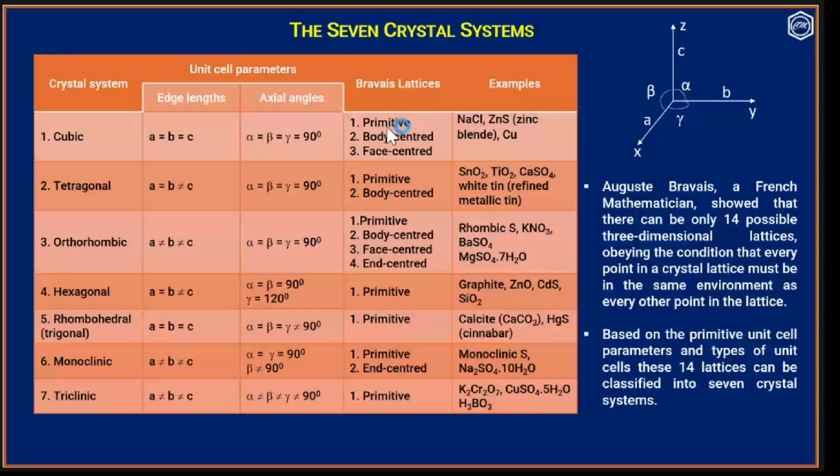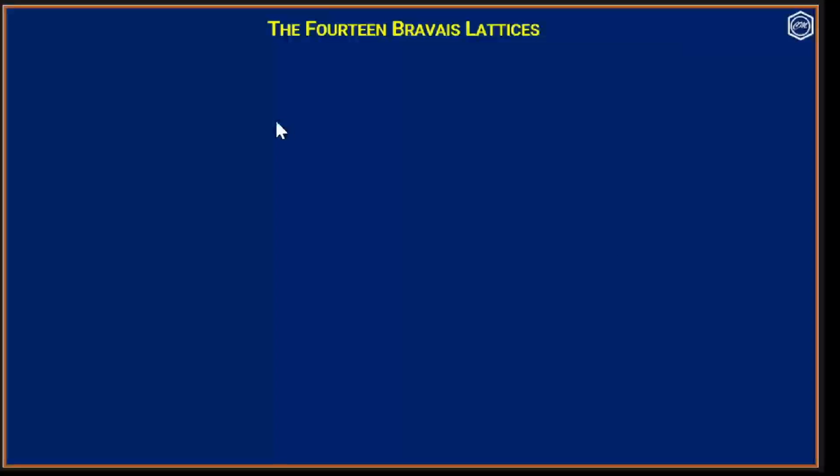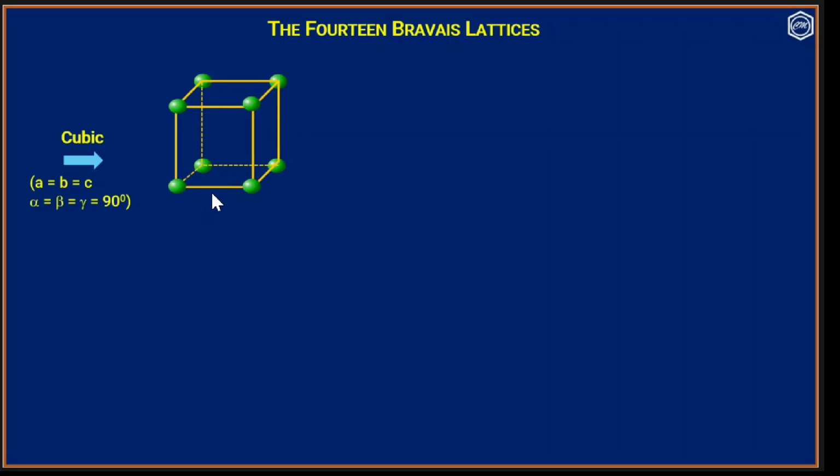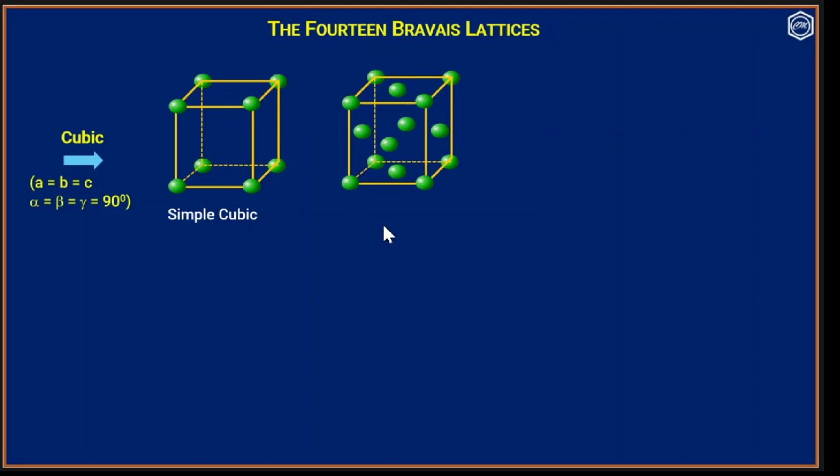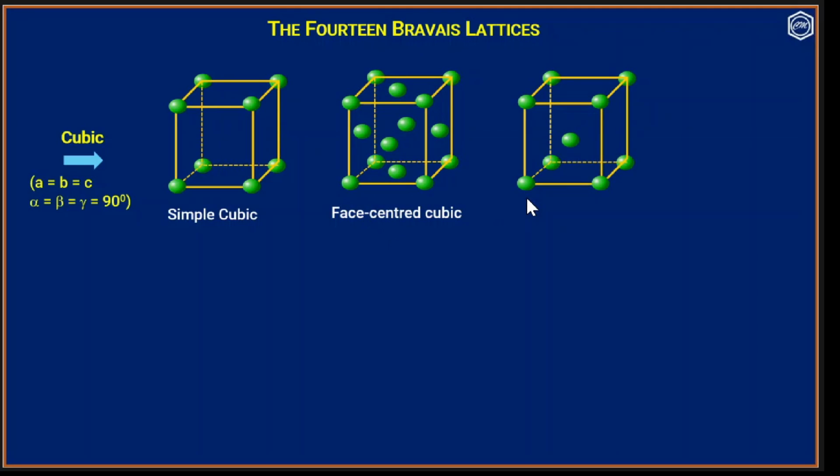So the total Bravais lattices: 3 plus 2 plus 4 plus 1 plus 1 plus 2 plus 1, and this will be 14. The following diagrams show the 14 Bravais lattices. First, let us see the cubic. For cubic, a = b = c, α = β = γ = 90 degrees. So this is the simple cubic lattice, and this one is the face-centered cubic lattice, and this is the body-centered cubic lattice.